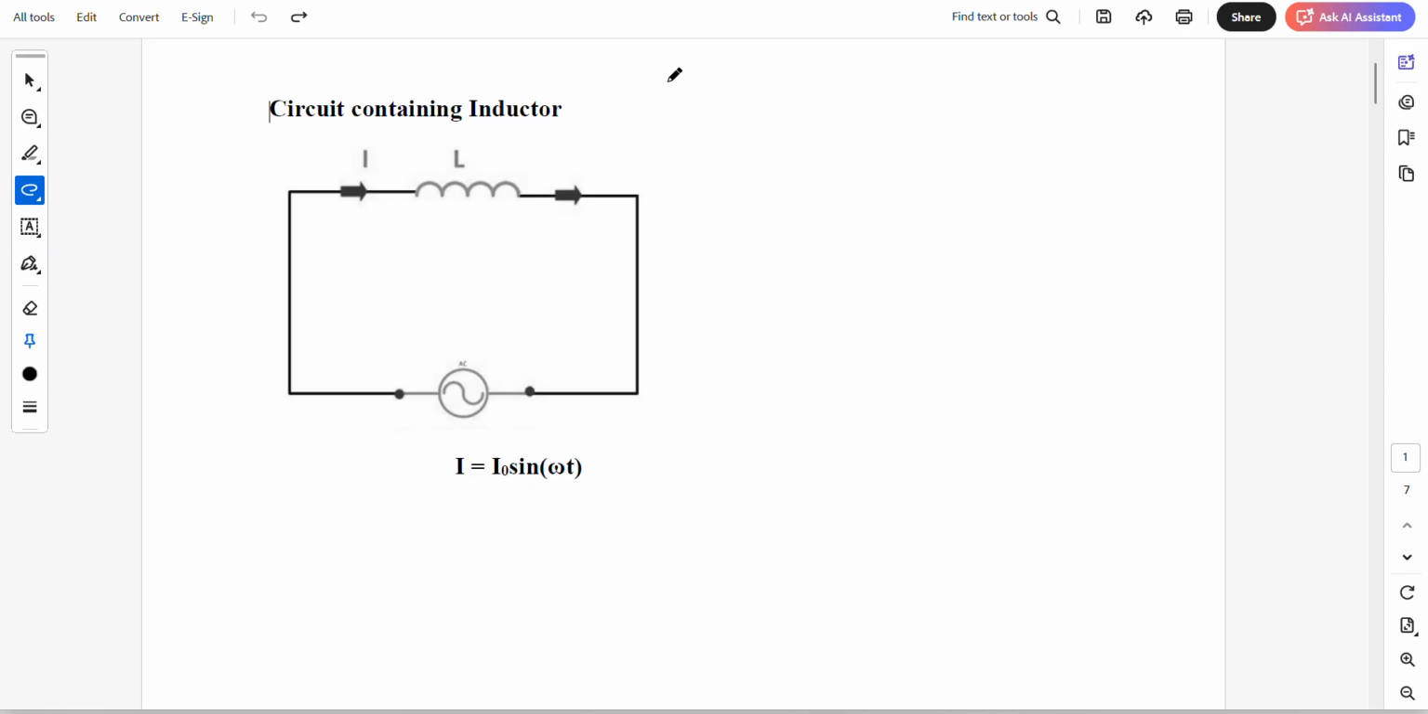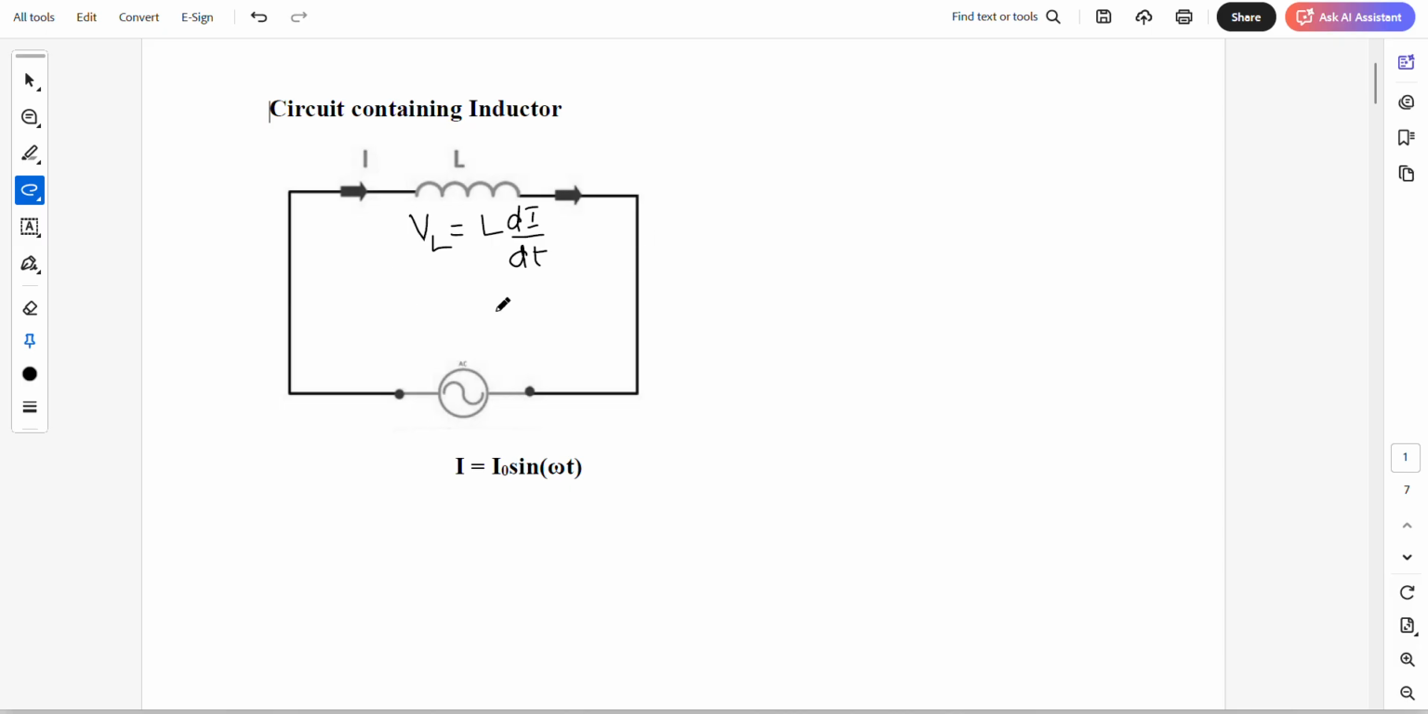Today we'll be learning the circuit containing an inductor topic. Let us see this circuit. What is connected? An AC supply is connected to an inductor L. The current of the voltage source is I equal to I naught sin of omega t. What will be the voltage across this inductor? The voltage across the inductor is given by VL equal to L di by dt.